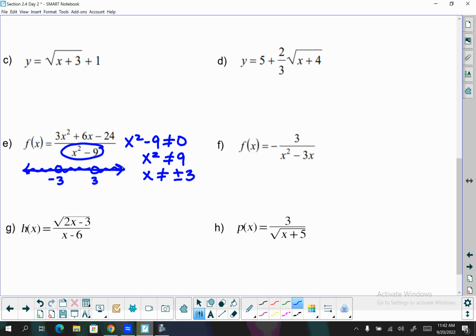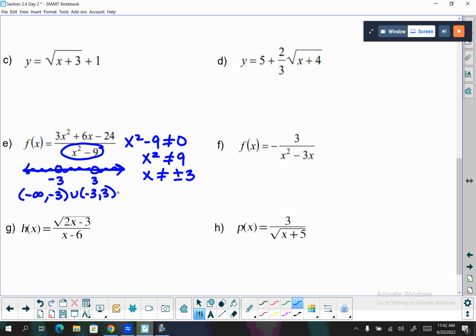So how many groups am I going to have when I write my domain? I have 3. I have 3 sets of numbers that are shaded on that number line. Negative infinity to -3 is the first group. Then it jumps over -3, -3 to 3. Then it jumps over 3, 3 to infinity. So every restriction you have in these denominators is going to create an extra set of numbers when you write your notation. Okay.